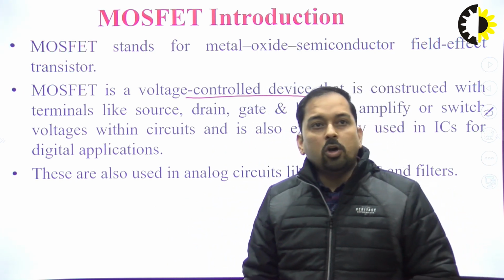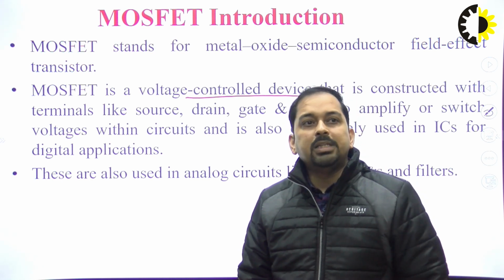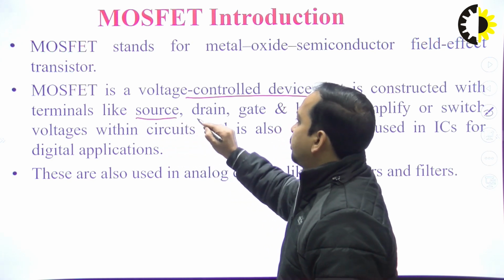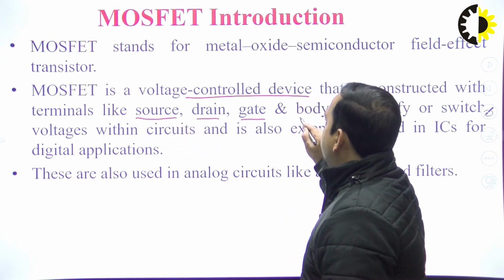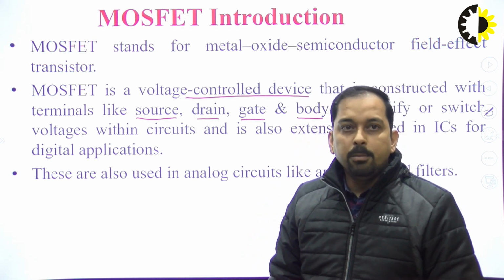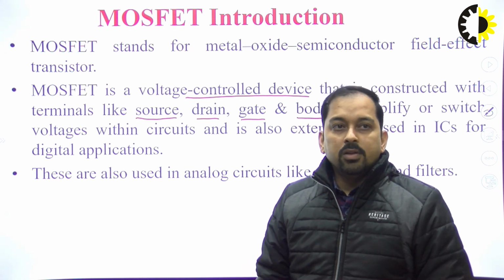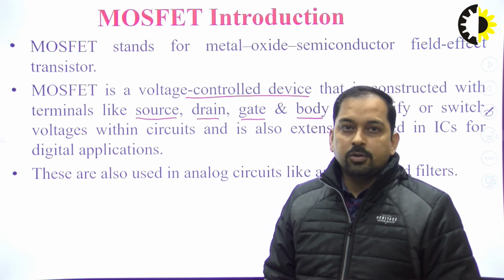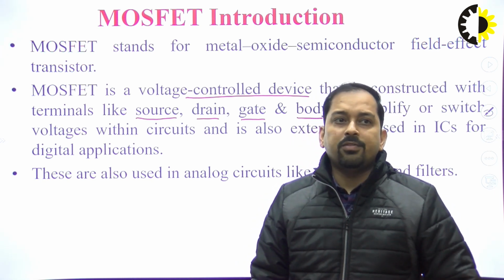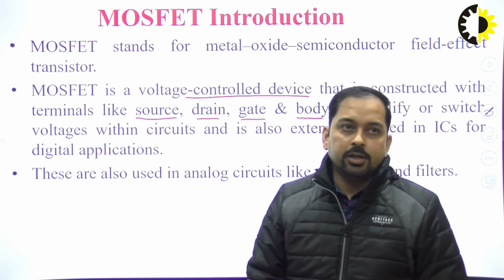Now we'll talk about the construction part. The MOSFET is basically a 4-terminal device. The terminals are source, drain, gate and body. This body is also known as the substrate, which means all the terminals like drain, source and gate are designed over the substrate. These MOSFETs find various applications in analog circuits and digital circuits.